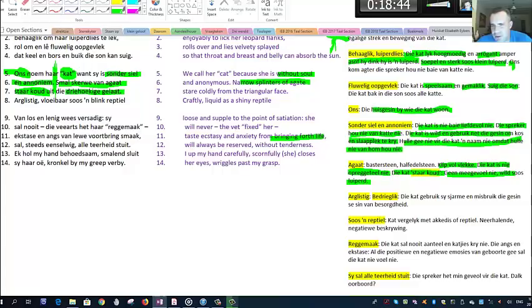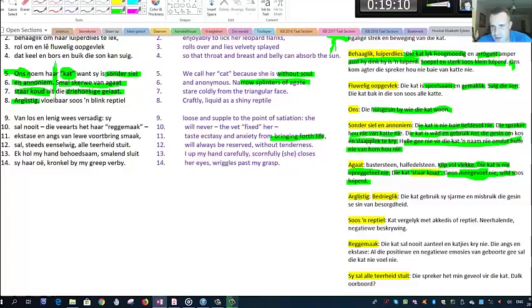Koud, arglistig, cold. It shows that the cat has no feeling, no sort of compassion, almost. Okay, it doesn't come to be rubbed, doesn't jump on your lap or play with your laces or things like that. Okay, arglistig is a strong word to describe a cat.